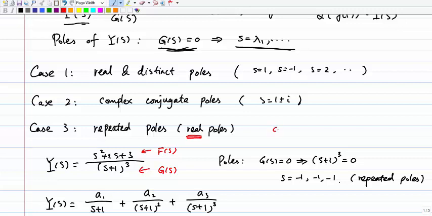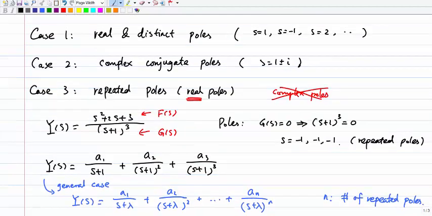For complex poles with repeated poles, typically we don't know how to find the inverse directly. So I'll just focus on the real poles when we have repeated poles. Alright, so we start with an example of when we have repeated poles.